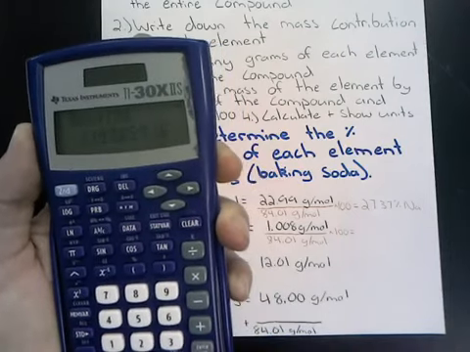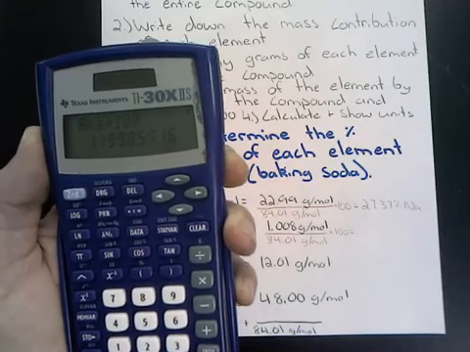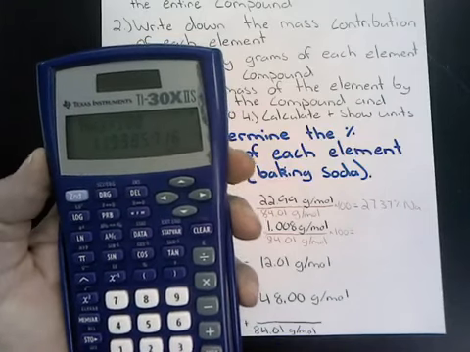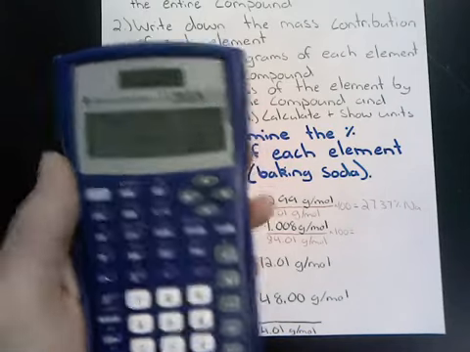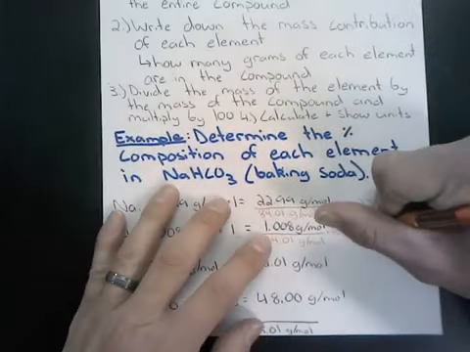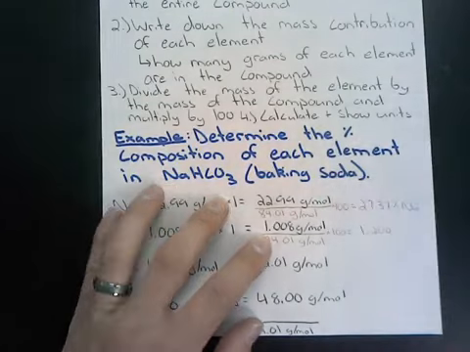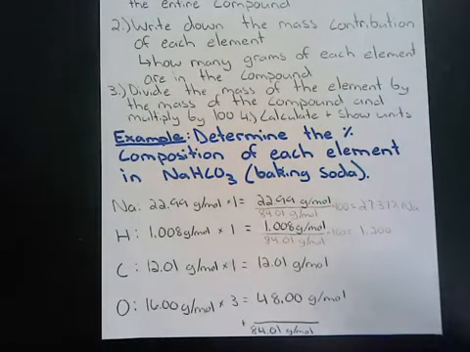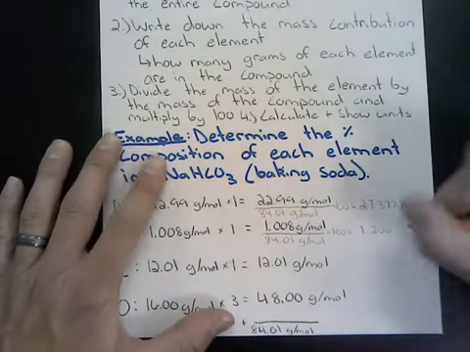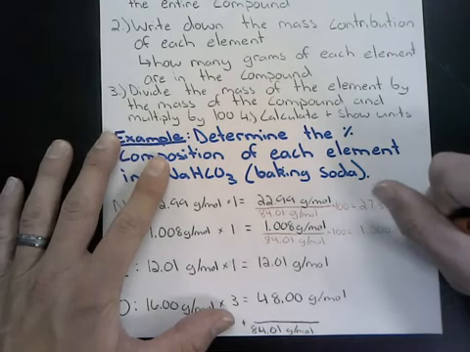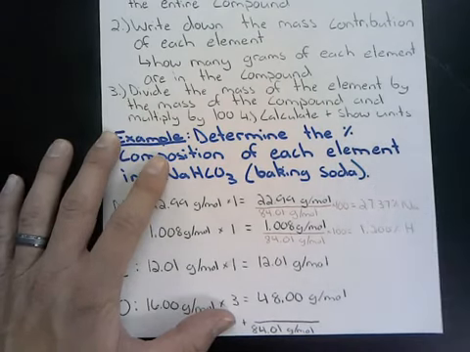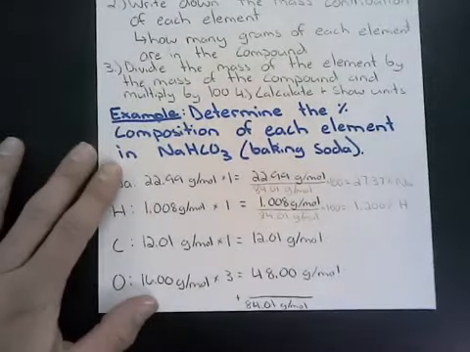And again, we write down 4 total digits. So this would round to 1.220% of hydrogen. So what that means, again, as I write this, 1.220. Again, that is 1.22% of this entire compound is composed of hydrogen. Now we do the same thing for carbon.